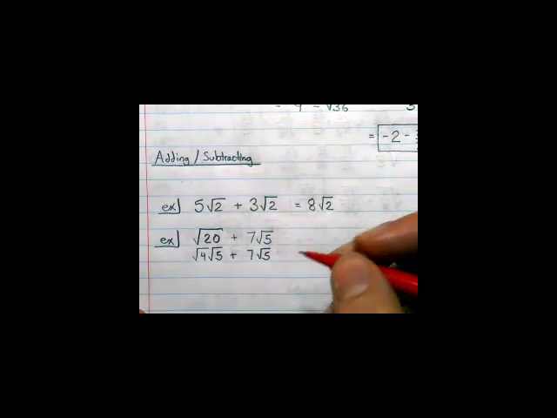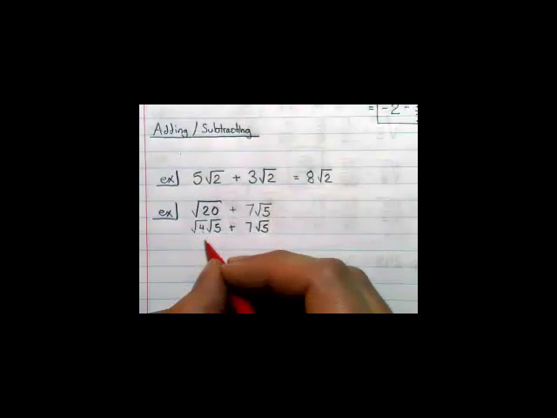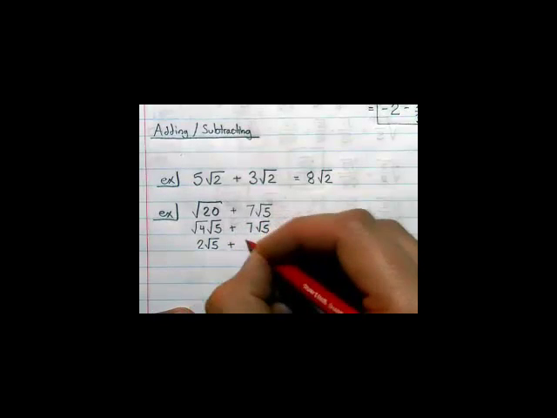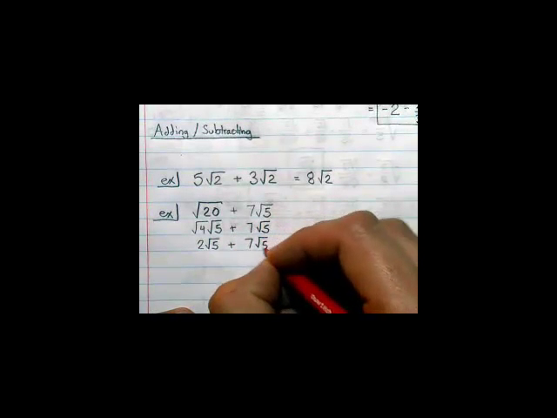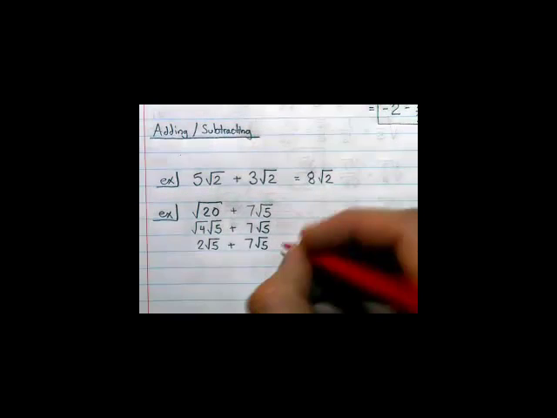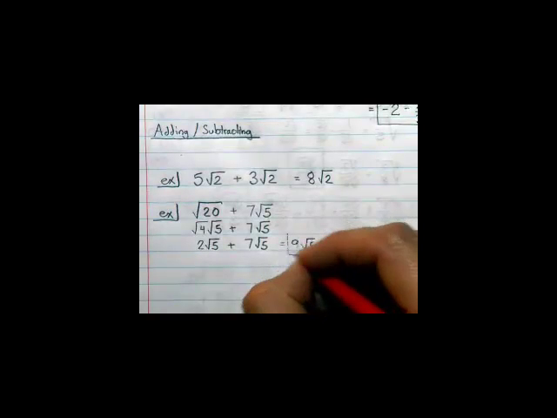So, square root of 4 times the square root of 5. We did this yesterday. This would be 2 root 5. And now, after I simplify the one, I've got two things that are the same that I can add together. I've got the same kind of roots. Both of them are root 5. 2 root 5 plus 7 root 5 is what? 9 root 5. Right. Sometimes you just have to do a little upfront work to get it there.